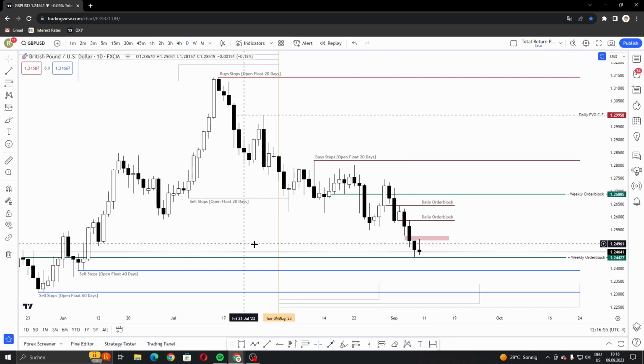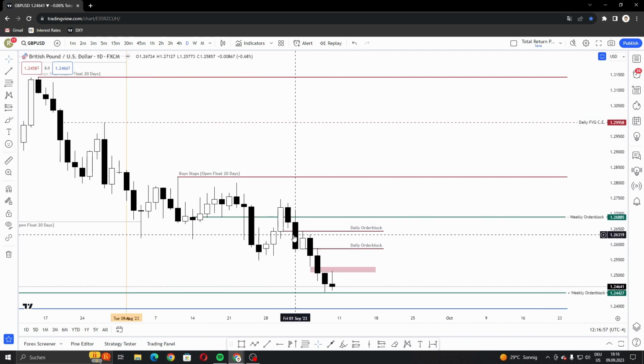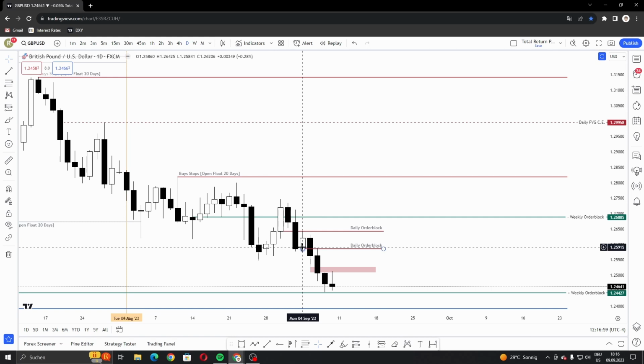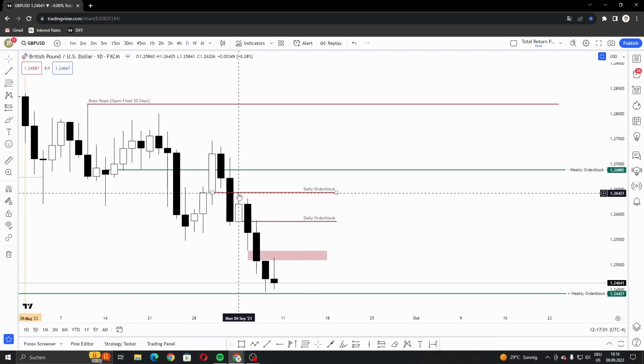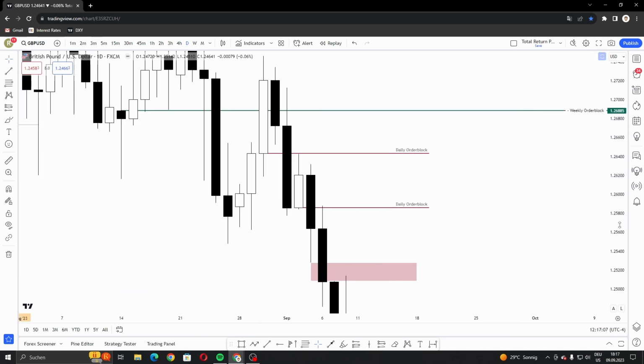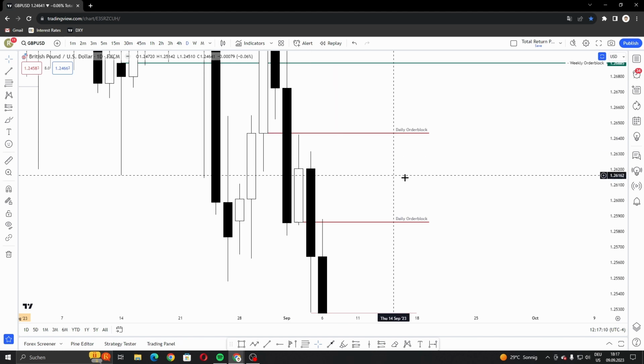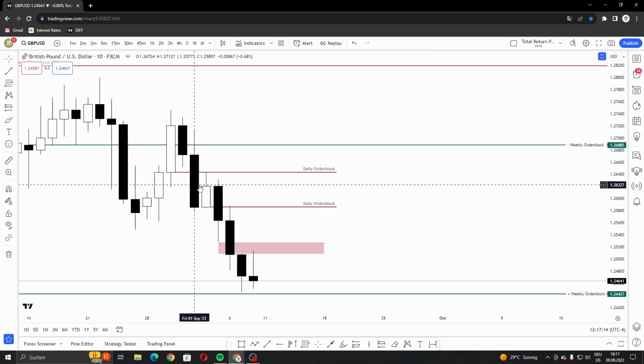So what I wanted to see, we have Monday's candle right here. We traded up into a daily bullish order block, the body of it. I think we failed to reach it right here by a few pips, 1 or 2. Unfortunately, I didn't trade anyway on Monday because it was a bank holiday for the US dollar.